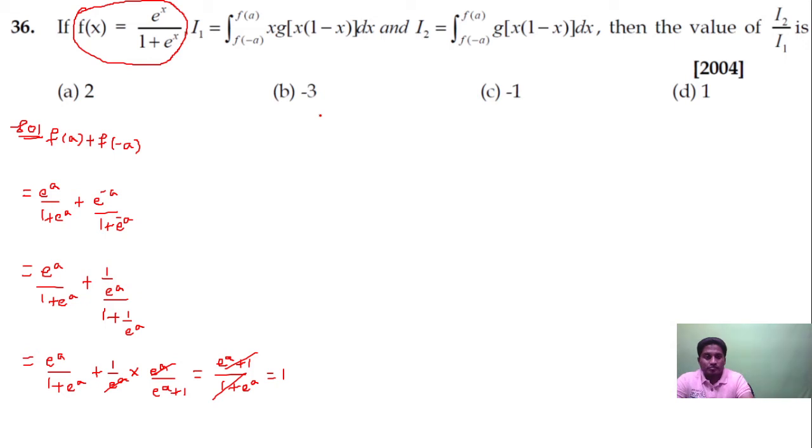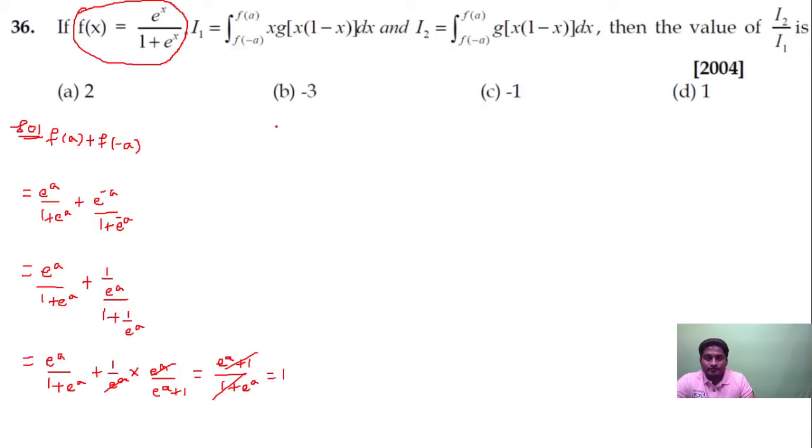Okay, so now I'm supposed to find what's the relation between I1 and I2. So I1 is equal to the integration of f of minus a, this is f of plus a, you get x into g of x into 1 minus x dx. I'm going to call this equation 1.